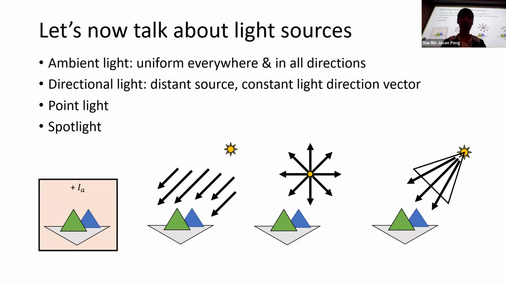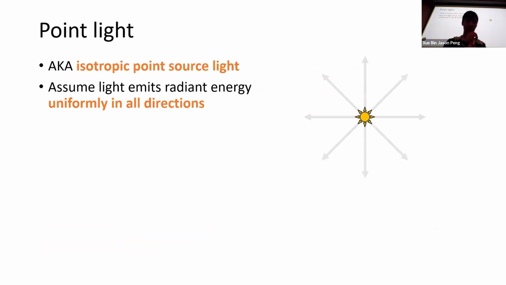Right, then let's take a look at how we implement some of these different types of lights. And we're going to focus specifically on point light sources. Point lights are also sometimes called isotropic point lights because they emit light uniformly in all directions.